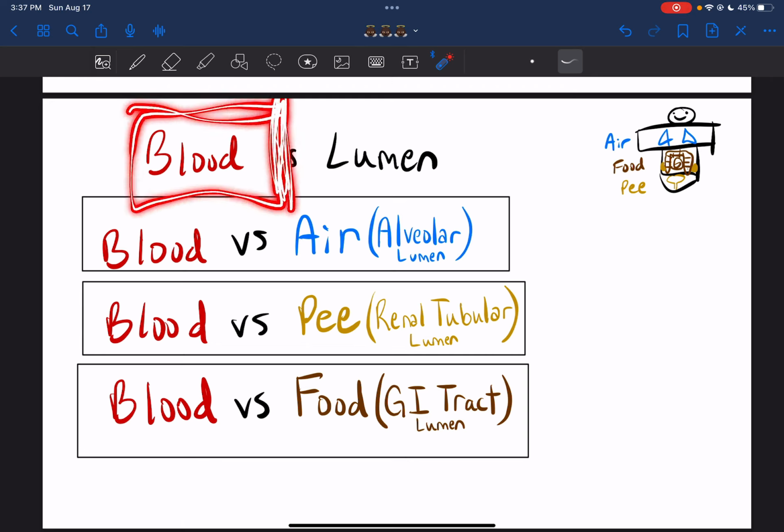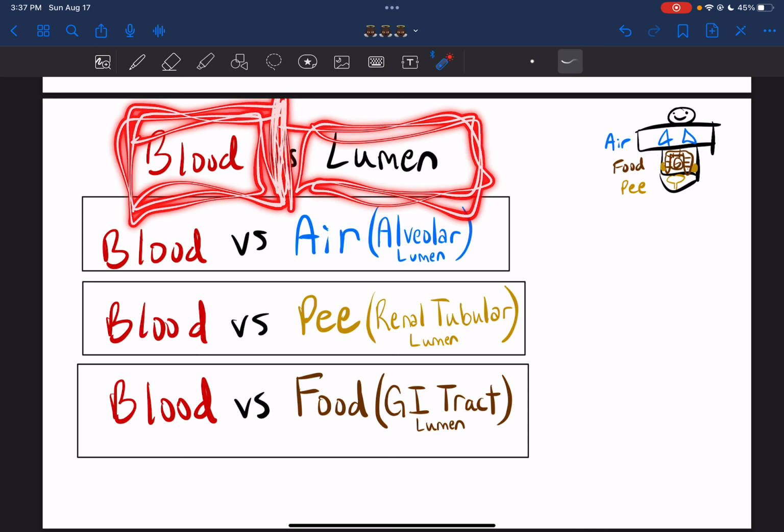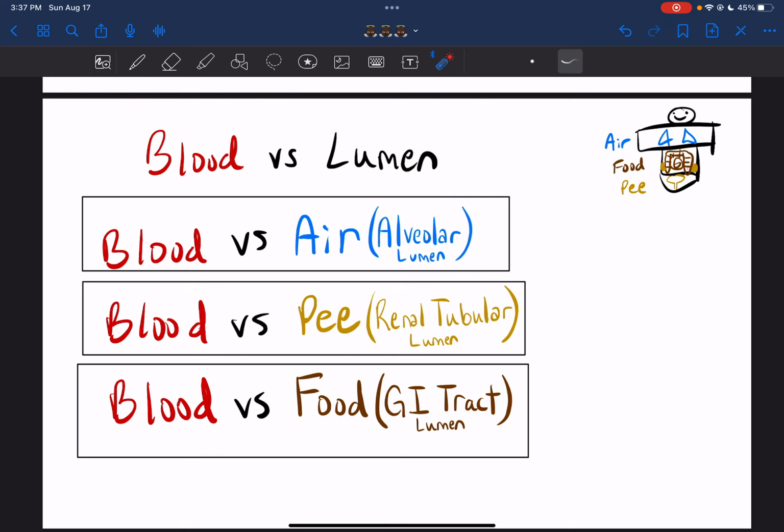One side is always the bloodstream, and the other side is the lumen that corresponds to whatever organ system you happen to be talking about. Lumen meaning empty space or an empty tube. Just like your blood vessel is a tube full of blood, the other side will be a tube full of blank. You fill in the blank based on the organ system.